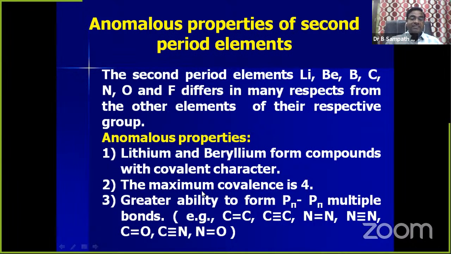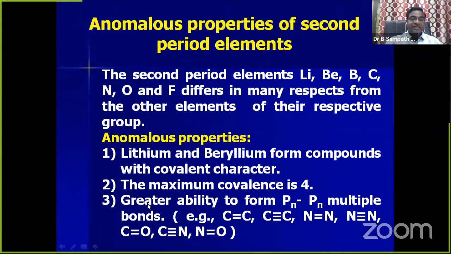Why is the maximum covalency 4? Only s and p orbitals are present. Here s orbital is 1, p orbitals are 3. Totally 4 orbitals are there. That's why the covalency is maximum 4 only for these. But the remaining elements of their respective groups have the d orbitals. That's why their valency can increase.